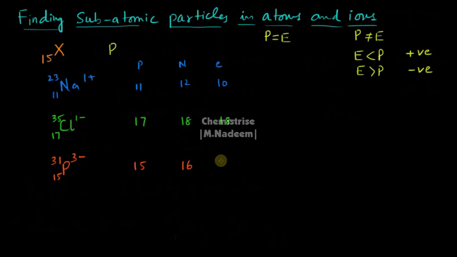While electrons, it's 3 negative. 3 negative means it has 3 more electrons than protons. So electrons will be 18. So in this way, we can find the electrons, protons and neutrons in the atoms and in the ions. Now let's solve some past paper questions.